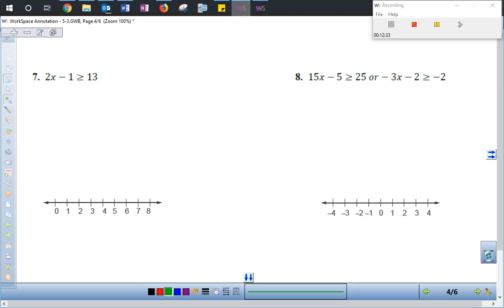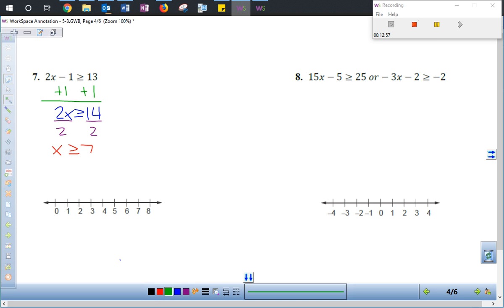Notice, guys, we don't have the word "and" or "or" because this isn't a compound inequality. This is just one inequality. So let's go ahead and solve it. I'm going to add 1 to each side, and I'm going to be left with 2x is greater than or equal to 14. Divide each term by 2, and I'm left with x is greater than or equal to 7.